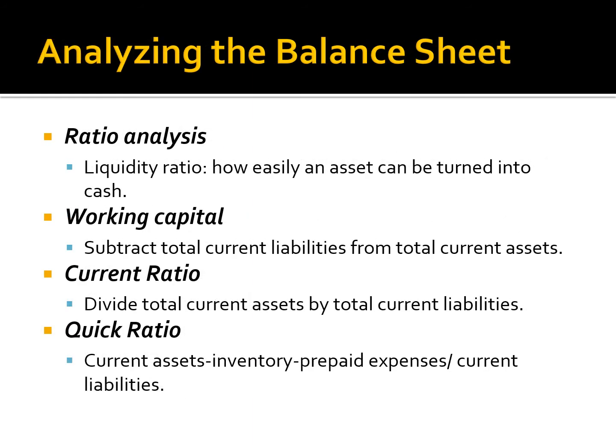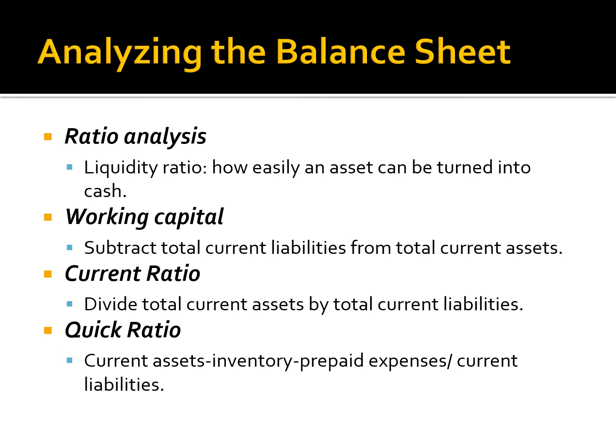There are many different ways to analyze your balance sheet. You can do a ratio analysis, such as the liquidity ratio. This is how easily an asset can be turned into cash. There are different ways of doing this. The working capital is where you subtract the total current liabilities from your total current assets. You also have the current ratio, which is where you divide your total current assets by your total current liabilities.